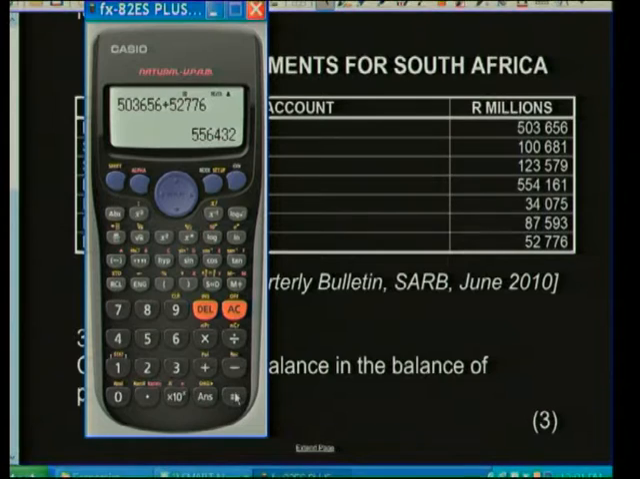To be able to calculate the trade balance, now you have to take this total minus merchandise imports, which will be 554,161. Final answer, 2,271 million rand. Don't forget to write million rand.